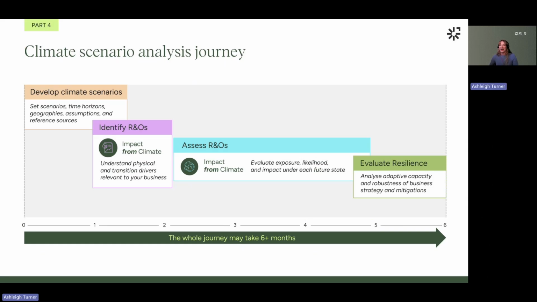And just to wrap up, I just wanted to bring it back to the timeline. So the full CSA journey, it takes around 6 months or more. The bulk of the work sits in that assessment of risks and opportunities. So really important to get started on this now so that you can do it in the right way and make sure that all the outputs of this are really useful for your business and your strategy over time as well. And it's not just doing it for the regulatory requirement.